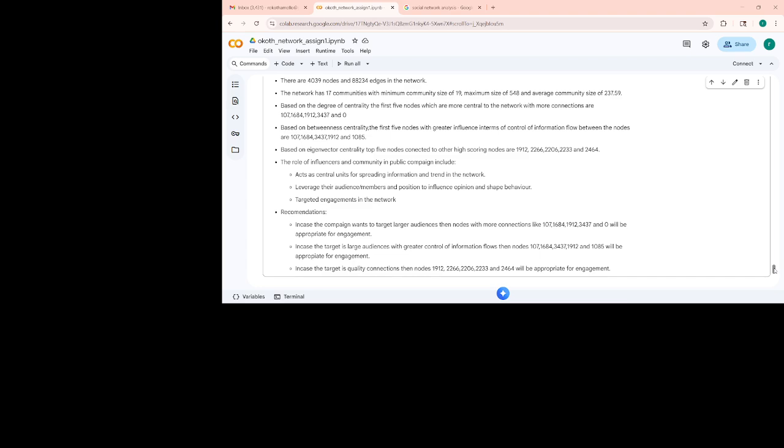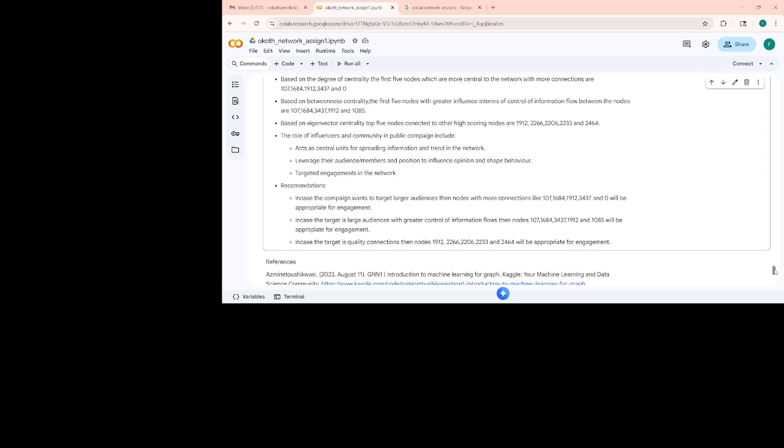Then in case we want to target quality connections, we will go with node 12, 1912, then node 2266, then 2206 in that order. Then in the event we want our message to reach large communities, we'll go with communities of larger sizes. Thank you.